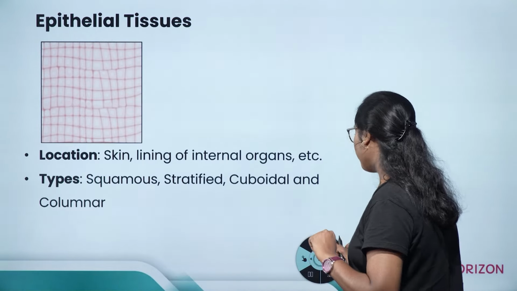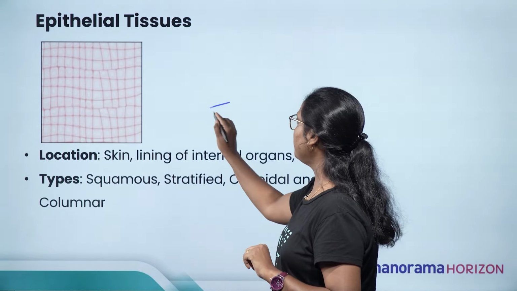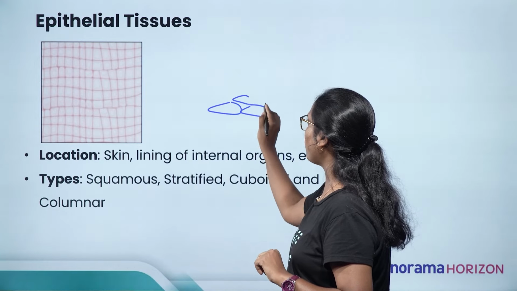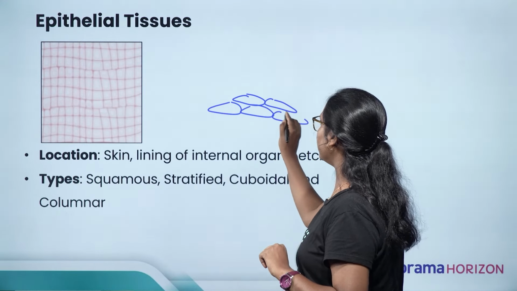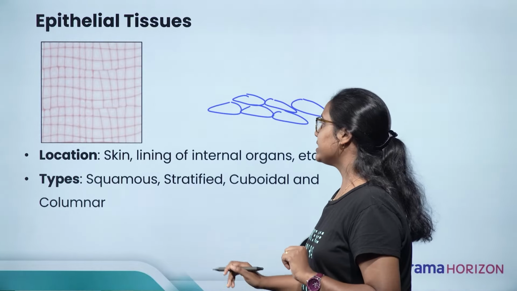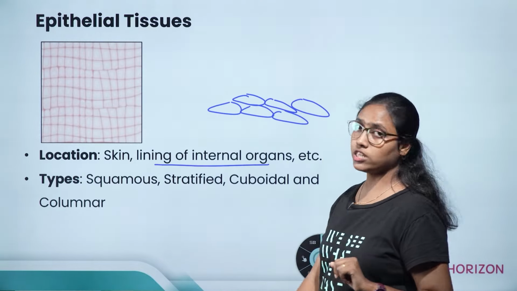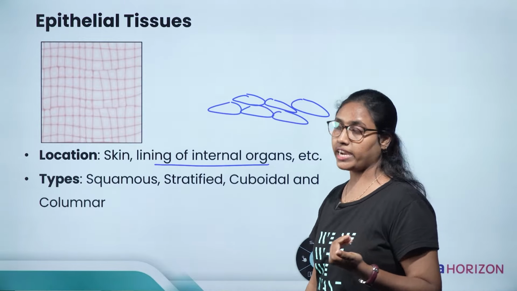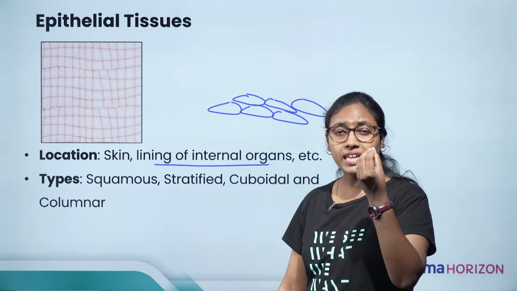Now squamous type of epithelial tissues is like simple type. They are made up of only one layer of flat cells. They are seen in the lining of internal organs such as the small intestine and all, because absorption requires a thin layer of cells.